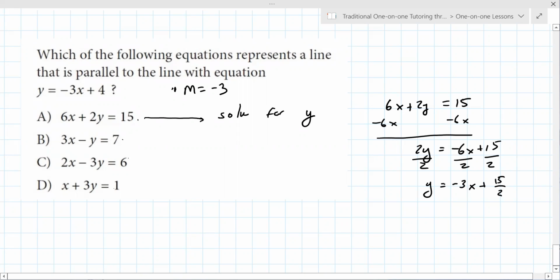What is the slope of this one? It's -3. Is that the same as this one? Yeah. Are they the same? Yes. Are they parallel? Yes.